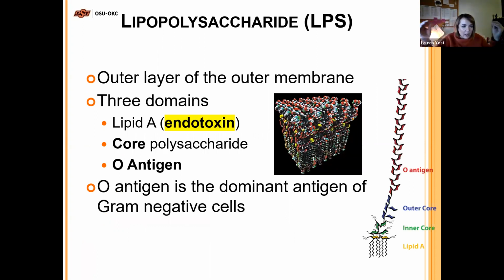Lipopolysaccharide is the outer layer of the outer membrane, the outermost. We have basically three parts of it: the lipid A, which is the actual endotoxin, the core, and the O antigen. The O antigen is probably the dominant antigen of gram-negative cells. You can't make a vaccine against endotoxin, because we have so many bacteria in our gut, a lot of bacteria. We don't want our body fighting those off. We need those to survive. So you don't want to have that mess going on.